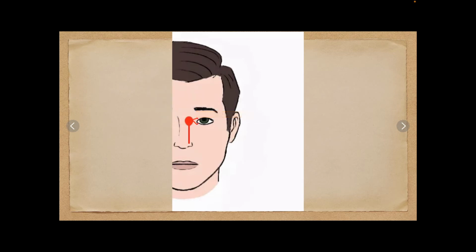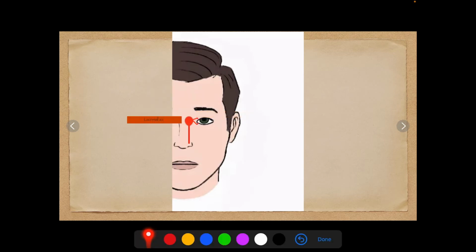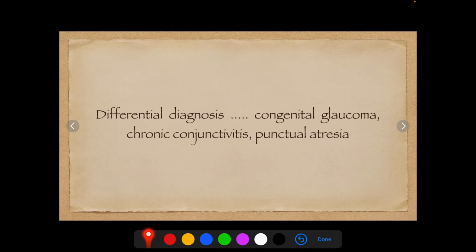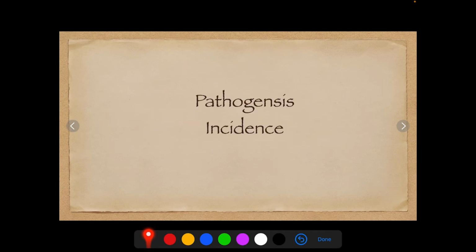Incidence is usually seen in 20% of full-term babies. However, the good thing is that it spontaneously regresses. That is, the lower end of the nasolacrimal duct spontaneously canalizes within the first year. So that means in 20% of the children it is present, but out of those 20%, 90 to 95% of the children have spontaneous regression.